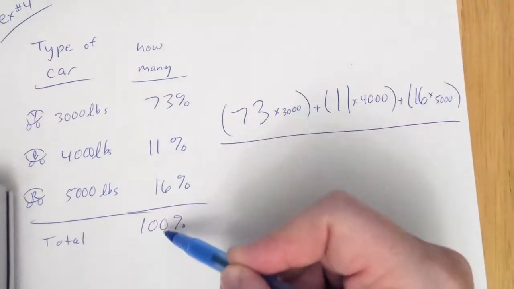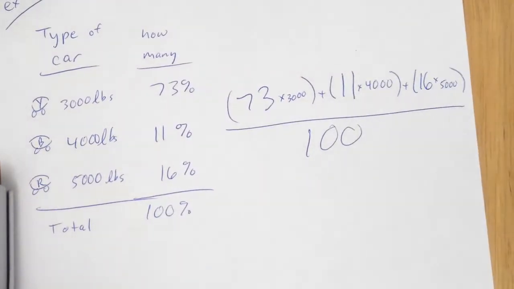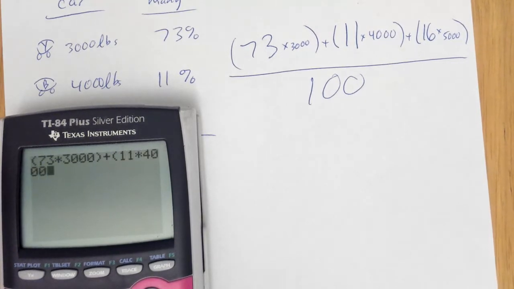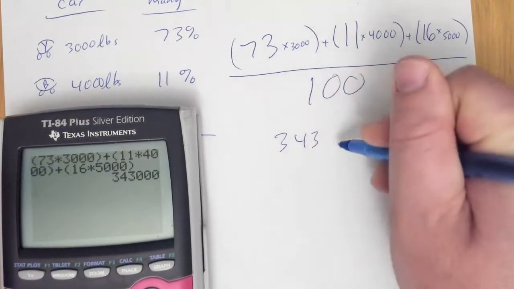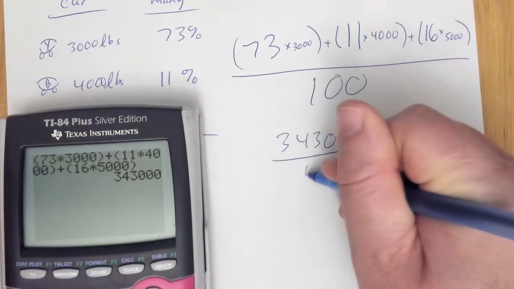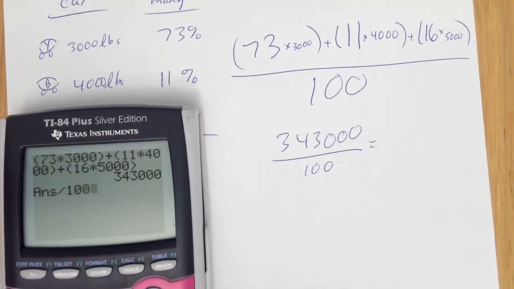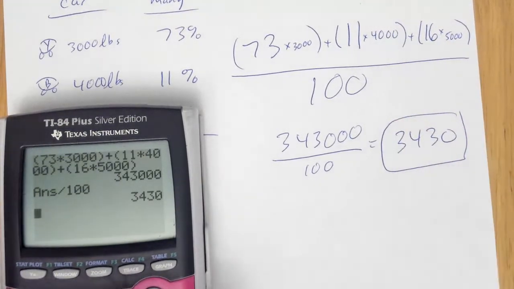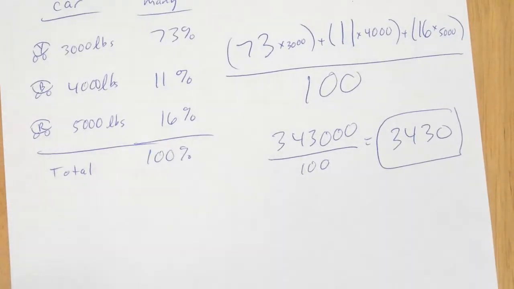All over. And how many total were there? There were 100%. All right, if we put that in the calculator, just do the top, so you can see what I'm doing. Parentheses 73 times 3,000 plus 11 times 4,000 plus the 16 times the 5,000. We have 343,000 divided by 100. We divide that by 100, and we get 3,430. And that's the answer. Those were a couple of nice little recaps on that.